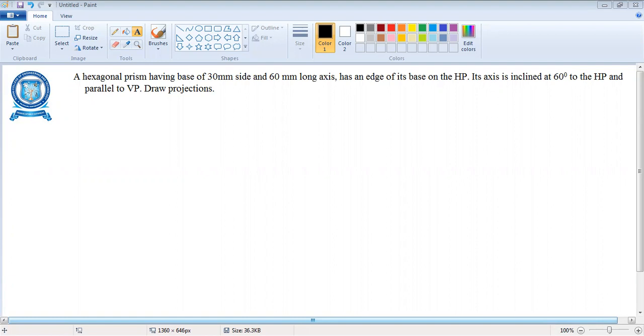Okay, so this is the question which is given. A hexagonal prism having a base side of 30 mm and axis length of 60 mm has an edge of its base on HP. So the hexagonal prism is resting on HP with its edge.